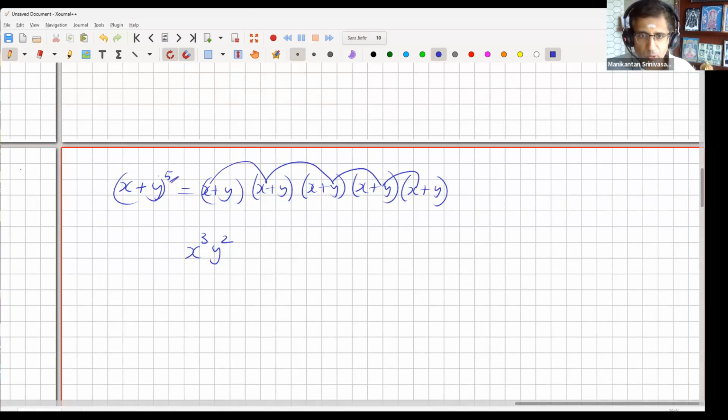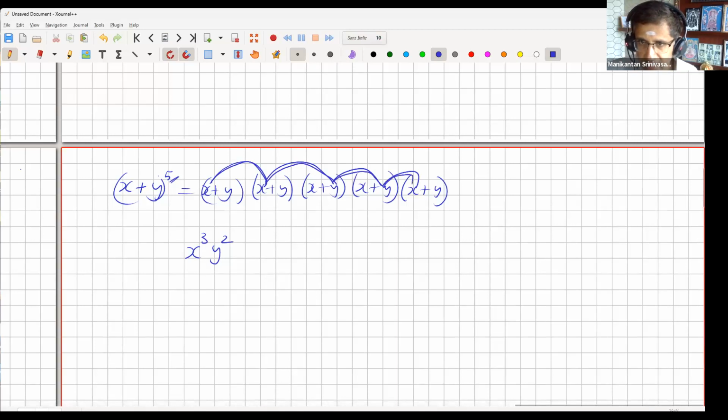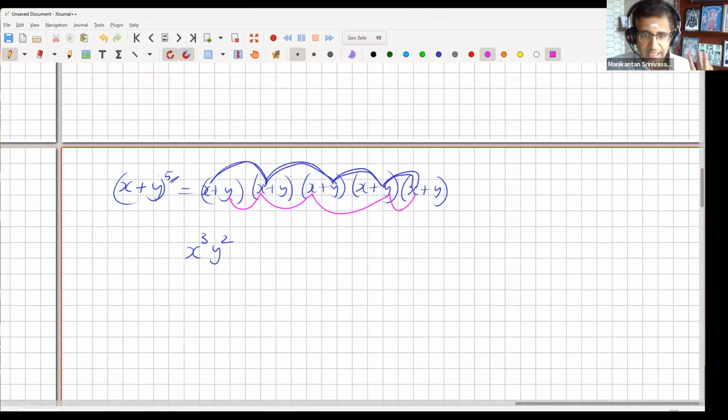Now, for x cubed y square, I have shown one way in which I result in an x cubed y square: this x multiplied by this x, multiplied by this y, multiplied by this y, multiplied by this x. Another way in which I could arrive at an x cubed y square is this y multiplying this x, multiplying this x, multiplying this y, multiplying this x. There are 3 x's and 2 y's. Ultimately, that's what I need. I need 3 terms from which I want the x, and 2 terms from which I need the y.